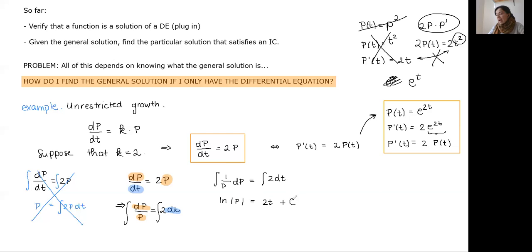You could technically have the constant of integration on both sides, but you're always going to end up moving the constant of integration of the left onto the right anyway, so you might as well just summarize them into a single constant. I'll elaborate a little bit more on this tomorrow. And then if I want to solve for p, which is what I'm trying to do, right? I'm trying to find the function p.